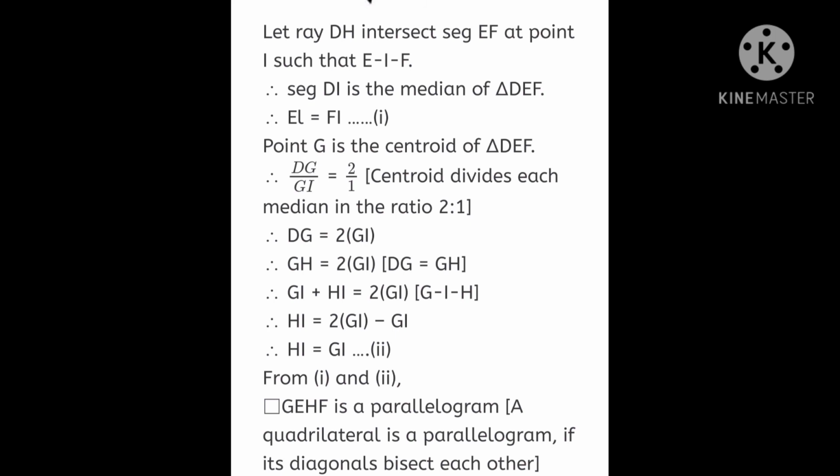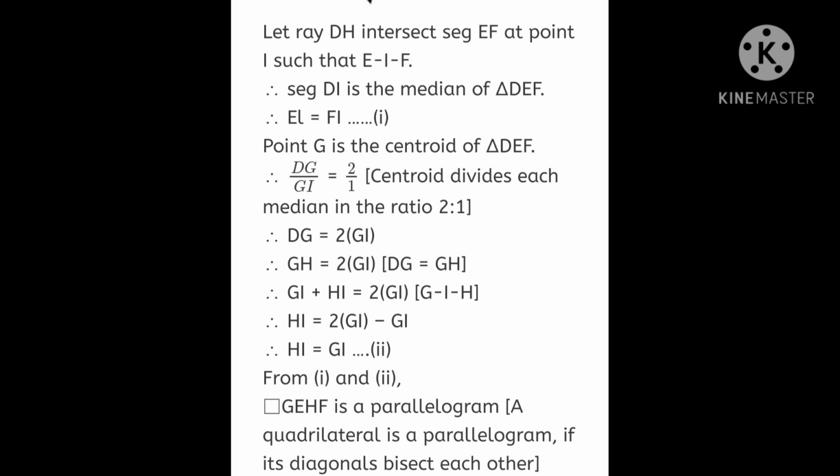So let's repeat one more time. First we apply the property of median. DI is the median of triangle DEF because G is a point of intersection of medians. As DI is the median, so I is the midpoint of EF. So by midpoint property, EI is equal to FI, give it number 1.